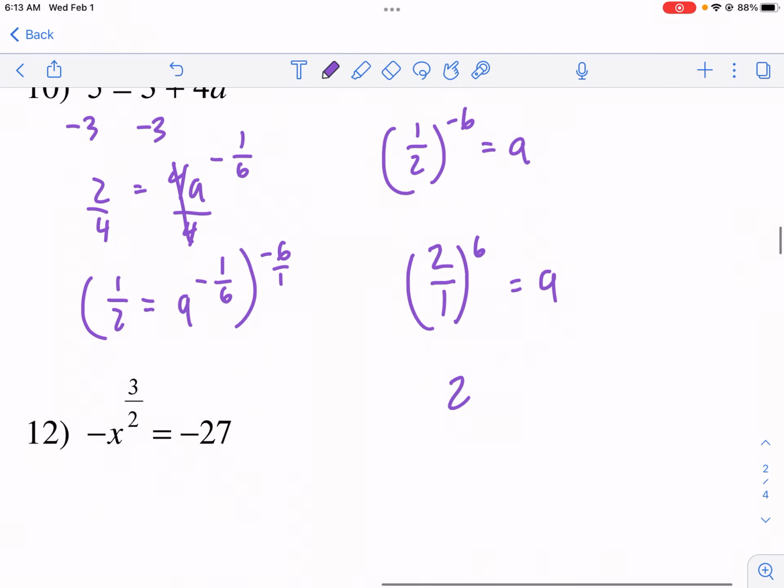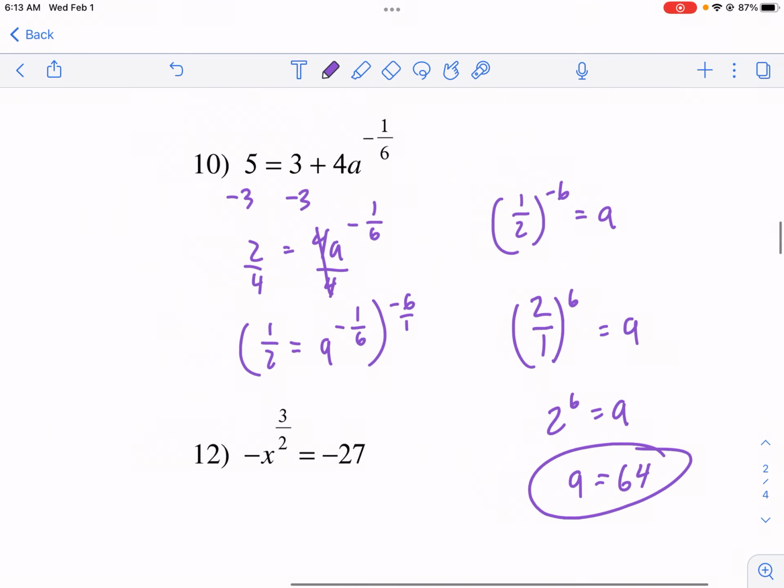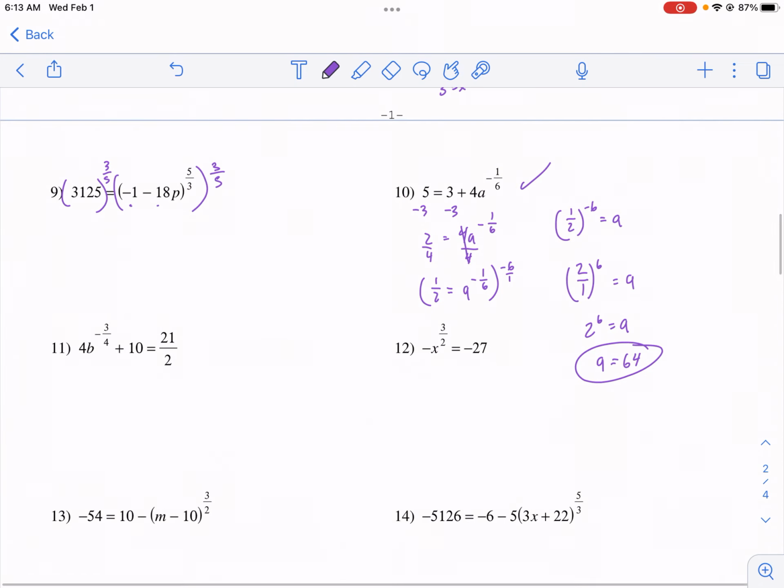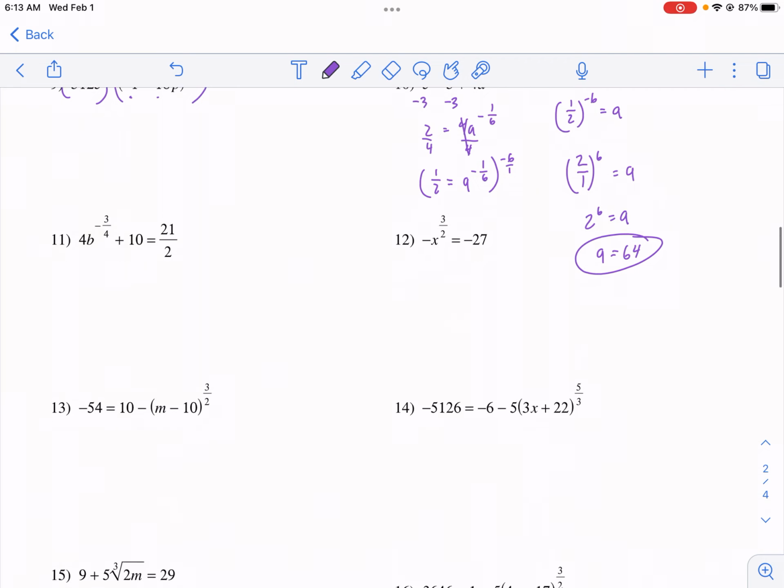So then I have 2 to the 6 power equals a, and I think 2 to the 5th is 32, so that's going to give me 64 equals a. I don't know why I switched sides. Okay, so if I do 64 to the negative 1/6, that gives me 1 over 2 times 4 is 2 plus 3 equals 5. Check. It works out, okay? So that's one that's a little bit different just because it's not in parentheses.